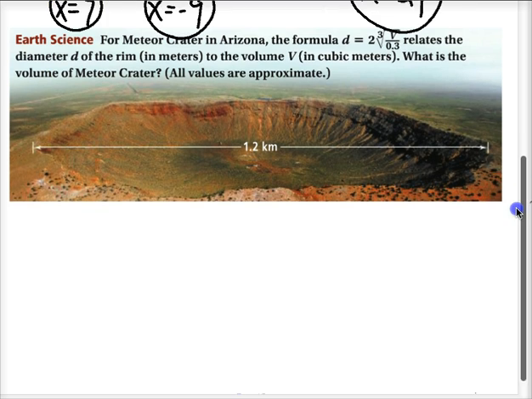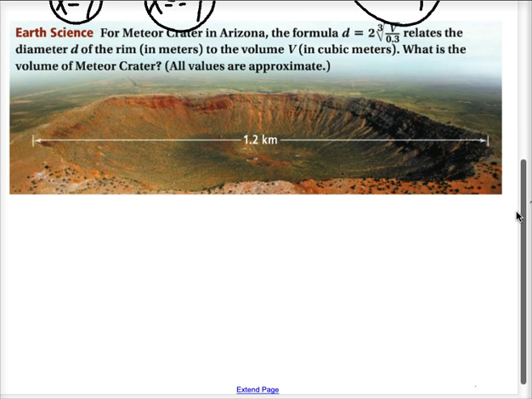So let's scroll down. For meteor crater in Arizona, the formula d equals 2 times the cubed root of v over 0.3 relates the diameter d of the rim in meters to the volume. And then you want to know, what is the volume of the meteor? So the first thing that I'm going to note is d needs to be in meters. Well, right now, they're giving us kilometers. So before we even start dealing with the formula, we need to change that.